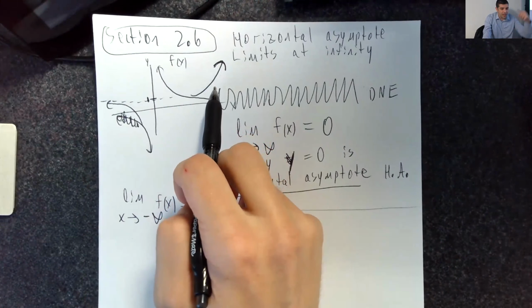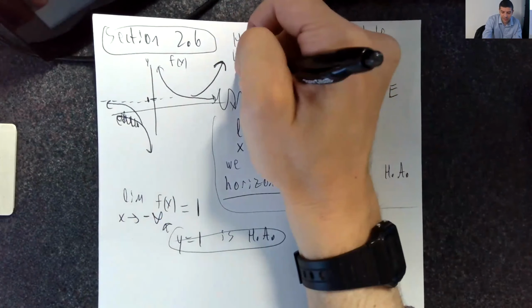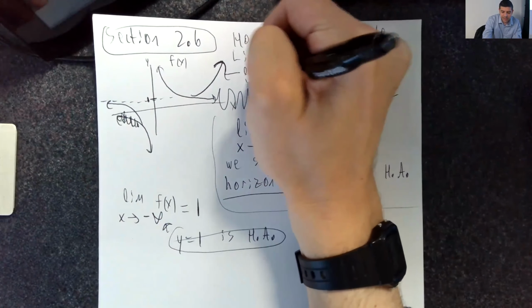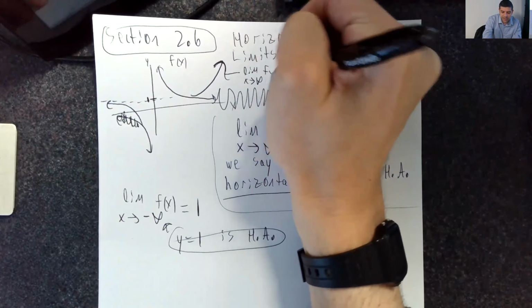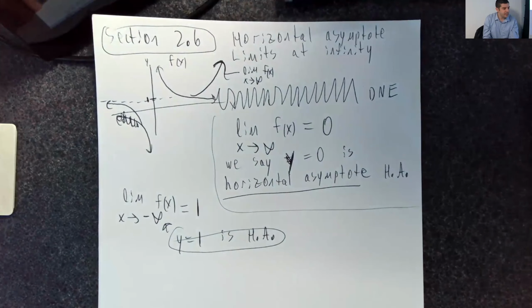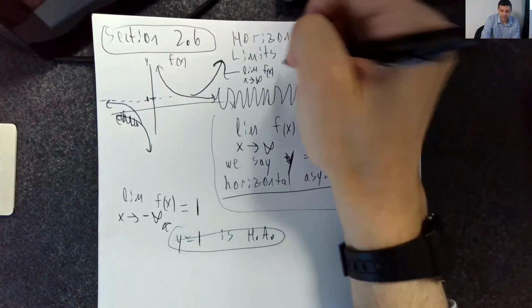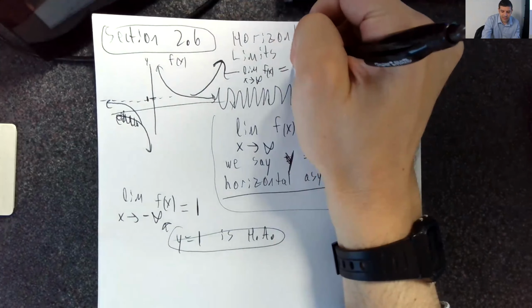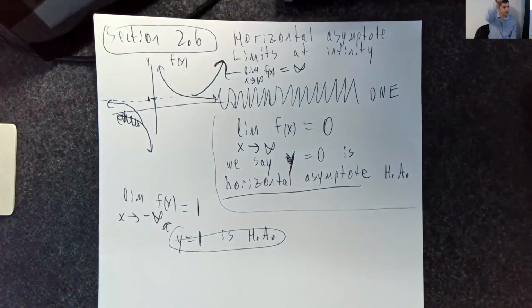Infinity, right? The y values keep increasing without bounds. So we would say for this one that the limit as x goes to infinity of f of x, we don't want to say DNE, we want to be more precise. We would say it's infinity because the y values are going up, up.